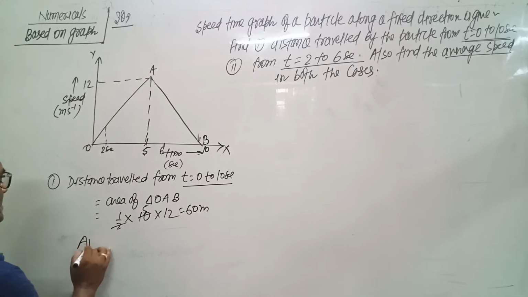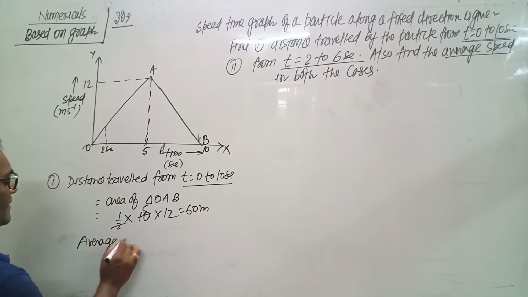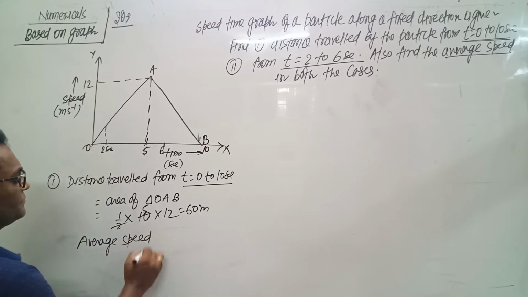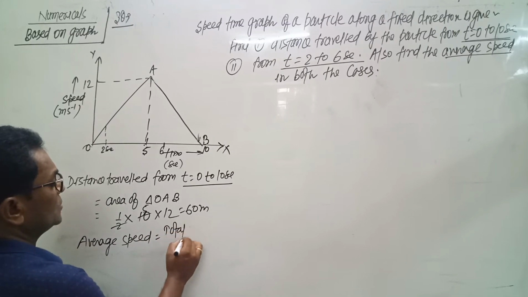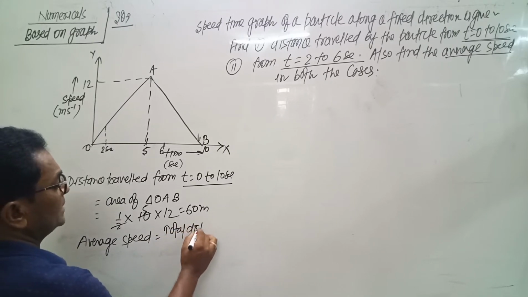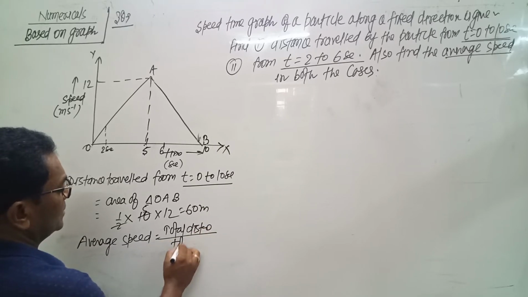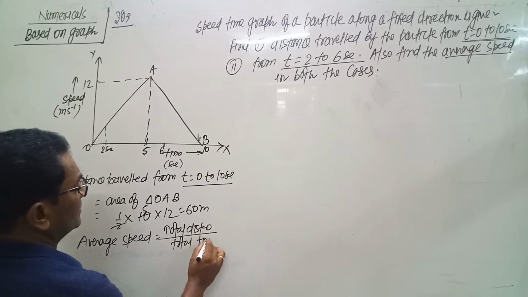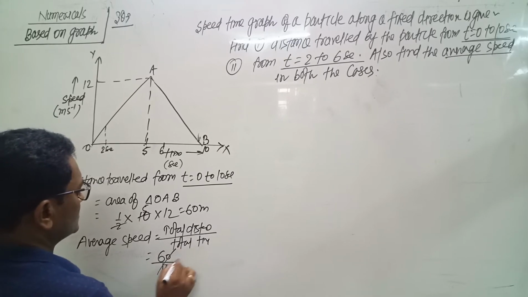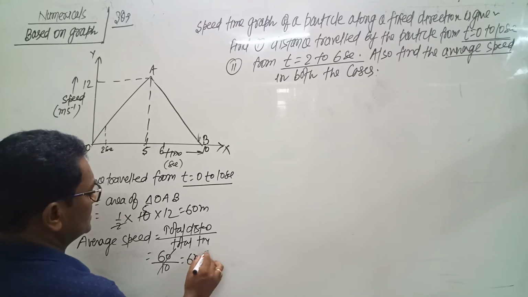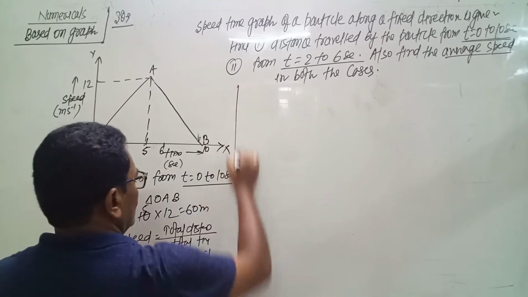Now average speed during this interval equals total distance upon total time taken. Total distance is 60 and time is 10. So the average speed comes to be 6 meter per second.